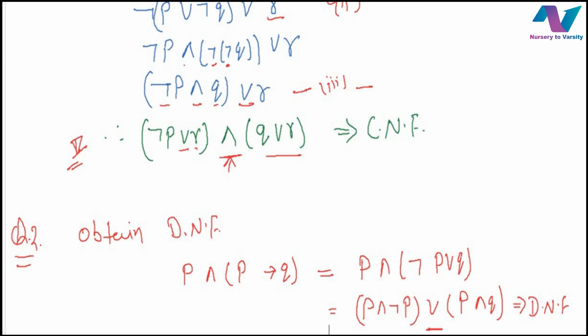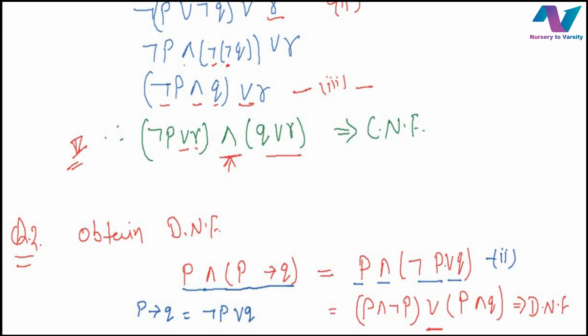Now one last and small example, for converting to DNF as well. This is our expression which we have to convert to DNF form. From here we note that P implication Q we can write as negation of P or Q. So I am just replacing P implication Q in the formula, and here we get P and negation of P or Q.